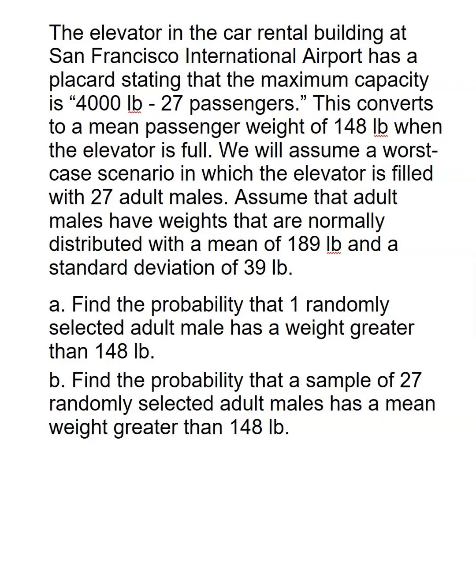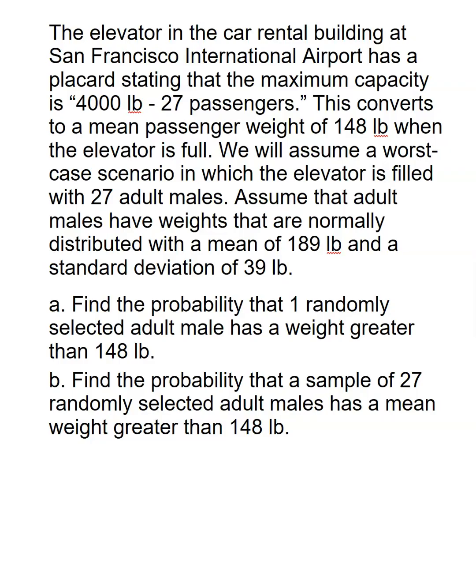We will assume a worst case scenario in which the elevator is filled with 27 adult males. Okay. Again, the worst case scenario is not because they are adult males. The worst case scenario is that adult males typically weigh more than 148 pounds just because of their body mass and also the height, perhaps. And so typically, okay, you can have exceptions where all 27 of them had a mean weight of 148 pounds. But, practically speaking, that's very unlikely. That's the reason why we say the worst case scenario is that all those 27 passengers, which means the elevator is full, are all adult males.